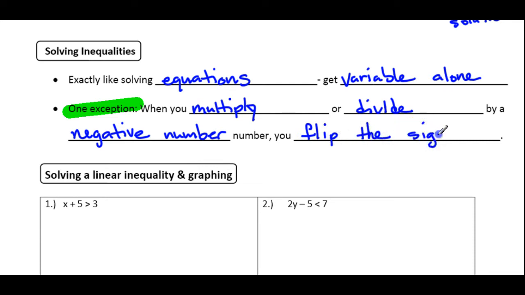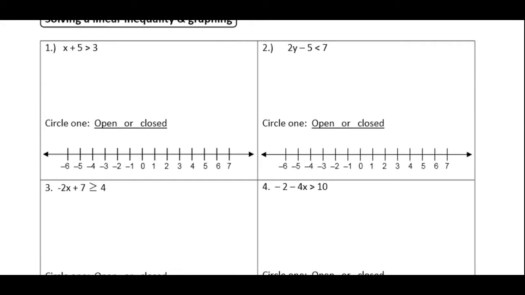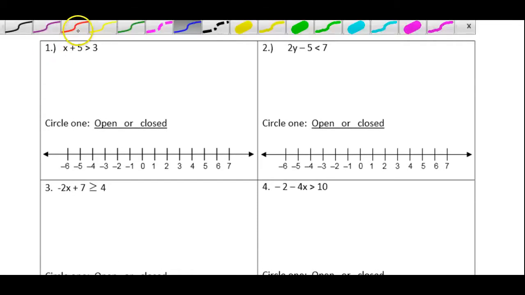Alright, so let's say that again. The one exception that's different from equations: when you multiply or divide by a negative number, you flip the sign. Once again, that does not mean if there's a negative number anywhere in the problem. It's only if you multiply or divide by a negative to get the variable by itself. Alright, so let's just do a few of these. You'll see how it's exactly like equations, and then we'll tie back the graphing into it that we did at the beginning of this packet.